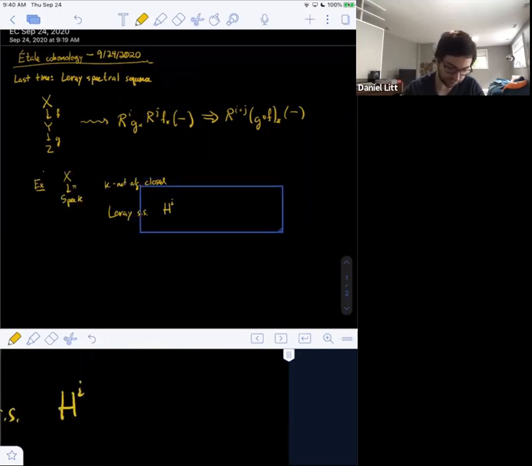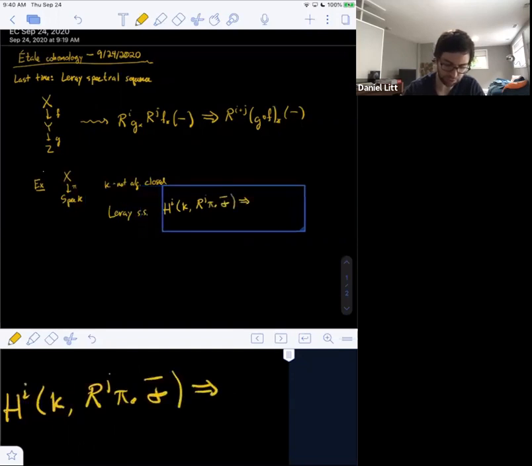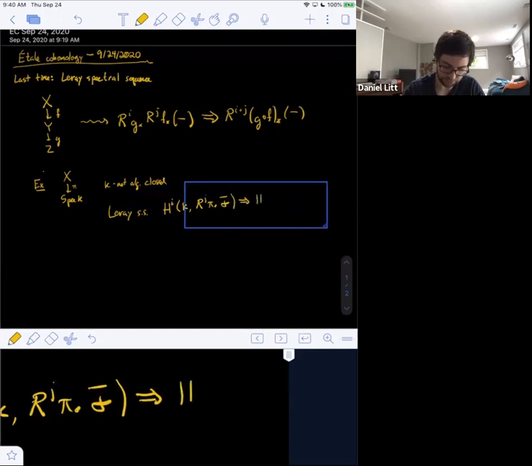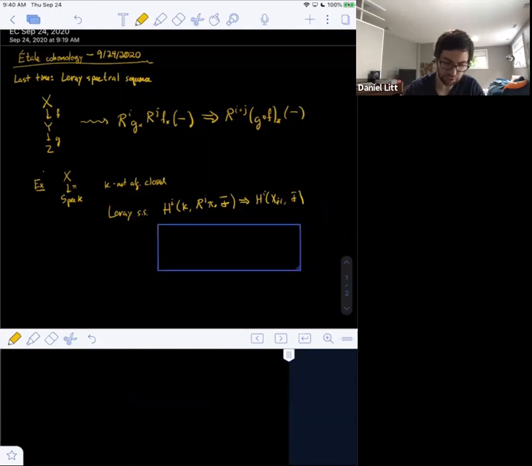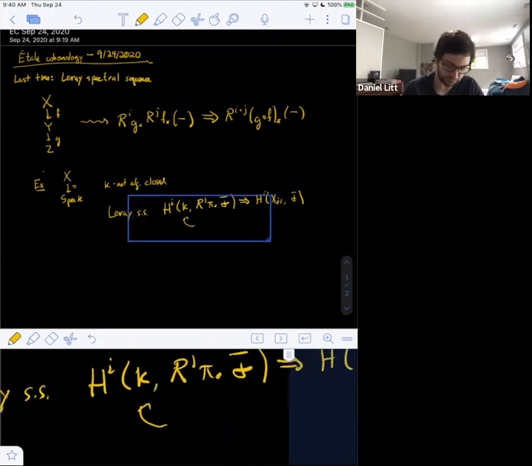So one gets a spectral sequence going from the cohomology of K with coefficients in what I'll call R^j pi_* of F, but I'll be explicit about what this is in a second. And this will go to H^i of X étale with coefficients in F. This left group here is the étale cohomology of Spec K. So this is Galois cohomology, right?